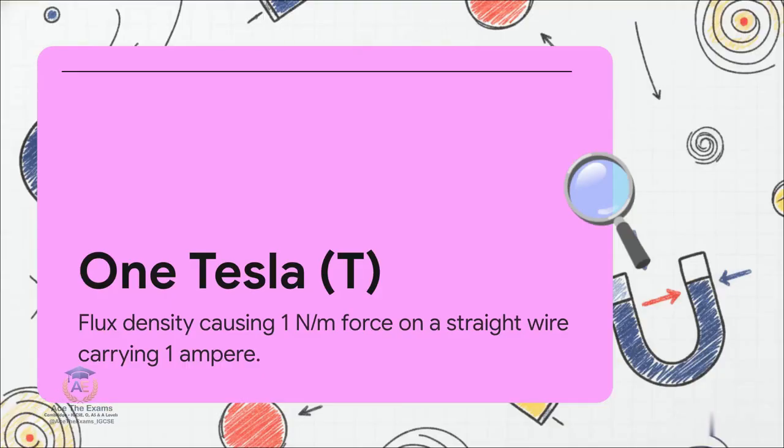And this brings us to the ultimate definition to commit to memory. 1 Tesla, represented by a capital T, what is it? It is the uniform magnetic flux density which causes a force of exactly 1 Newton per meter on a long straight wire carrying 1 ampere of current. This is the gold standard, textbook perfect response. If you write this exact sentence in your exam, you secure full marks for the definition. No overloading, no rushing, just precision.